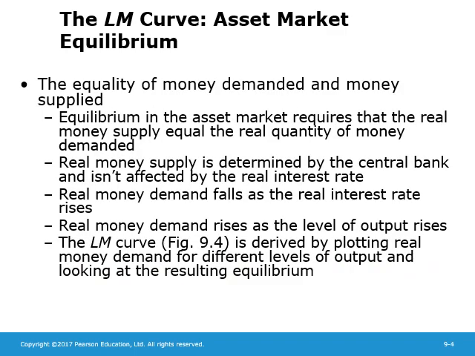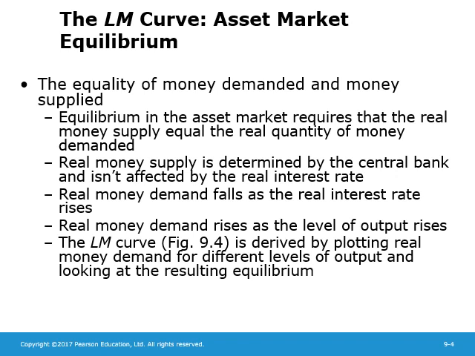So let's now see in this slide how we can get to the asset market equilibrium, and recall what we said before in chapter 7. The equilibrium in the asset market happens when the real money supply equals the real money demand, nominal or real, but we are always dealing with real terms. So the real money supply equals the real quantity of money demanded to achieve equilibrium in the asset market. The real money supply is determined by the central bank and isn't affected by the real interest rate. This is what we saw last time.